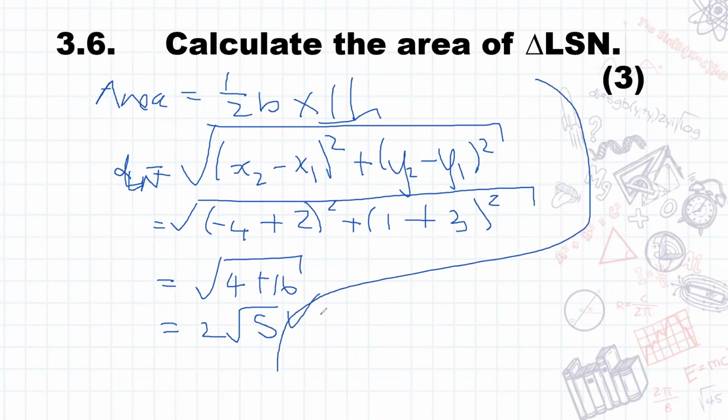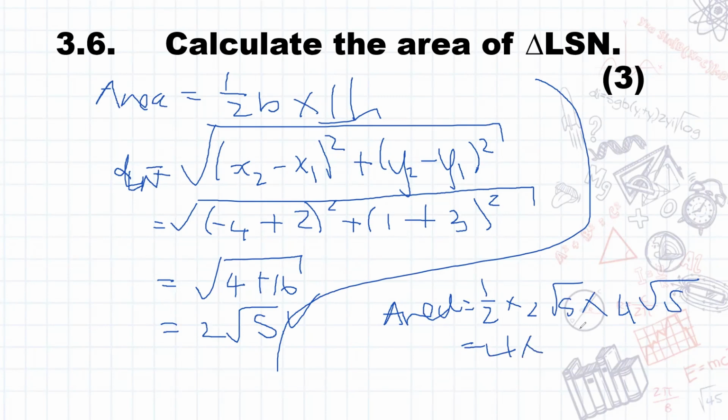Now we need to substitute that into the area formula. So area is equal to half times our base, which we found is 2 square root 5, and our perpendicular height is 4 times square root 5. Half times 2 is 1, times 4 is 4, and square root 5 times square root 5 is just 5, so we have 20 units squared. You'll have a mark for substituting in your entire formula, and another mark for the 20 units squared, which gives us the 3 different marks.